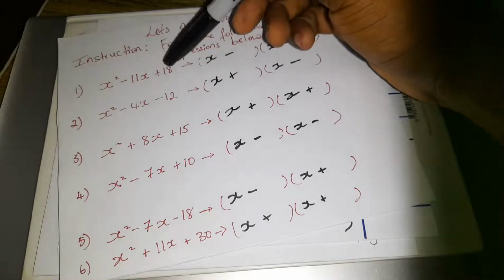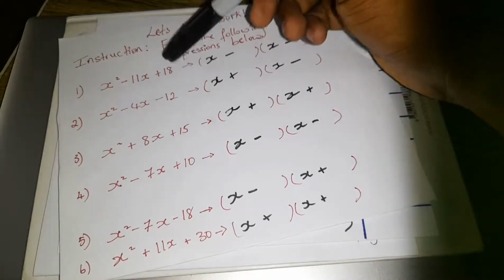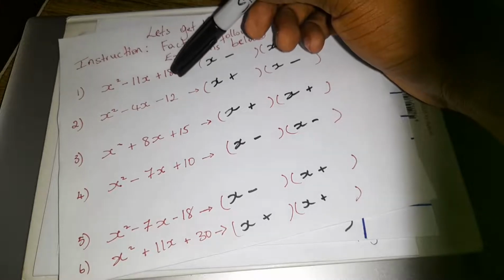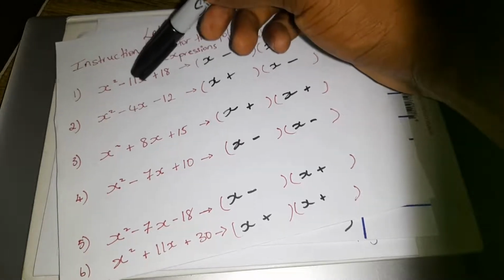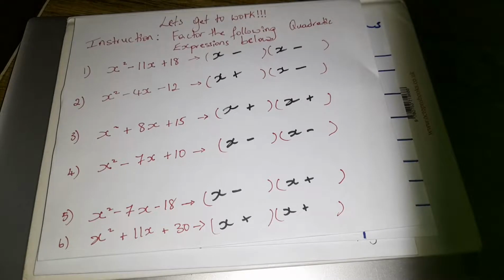Which 2 numbers, when you multiply, you get 18, but when you add them, you get 11? In this case, it has to be 2 and 9. 2 times 9 is 18.